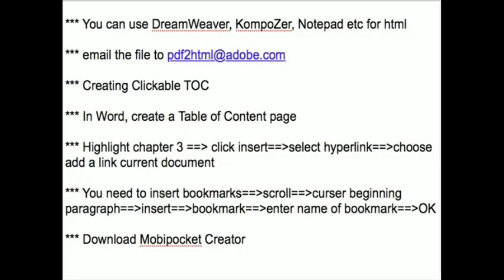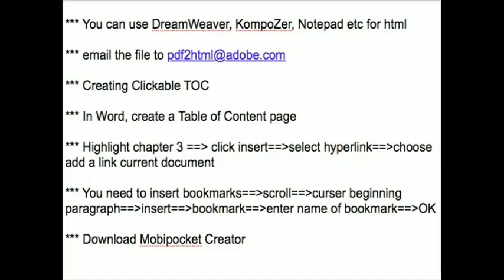In Word, create yourself a table of contents as you would normally. Then let's use chapter 3 as an example. Using your mouse or keyboard, select the words chapter 3 on your table of contents list. Click on the Insert menu and select Hyperlink, or you can press Control K. In the hyperlink box, choose to add a link within the current document. Now you'll need to add some bookmarks before you insert the hyperlinks.